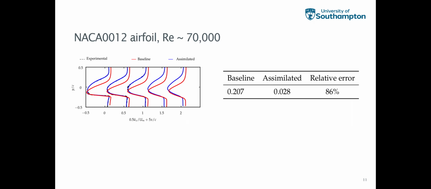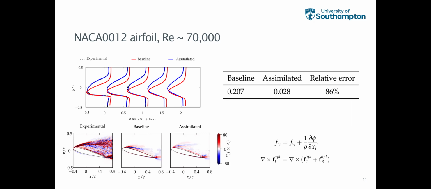Of course, for those of you who like to see numbers, we got a relative error improvement of 86%, which is quite good. And also, we looked at the forcing fields. Now, I don't want to go too much into the detail of the math, but the forcing field can be decomposed into a solenoidal component and a rotational component. And we take the curl of the forcing field to remove the influence of this rotational component, just so that we can compare it more accurately with our experimental data.